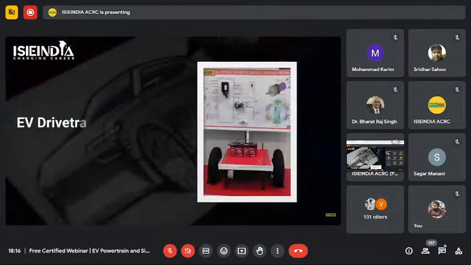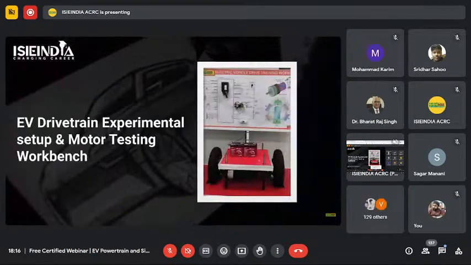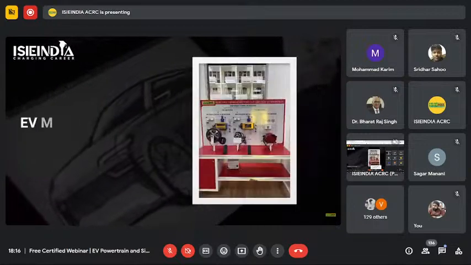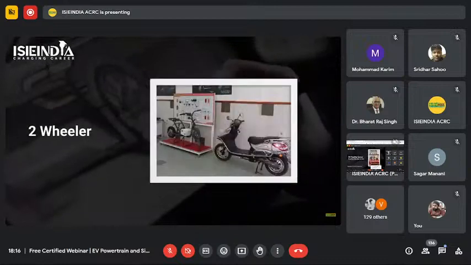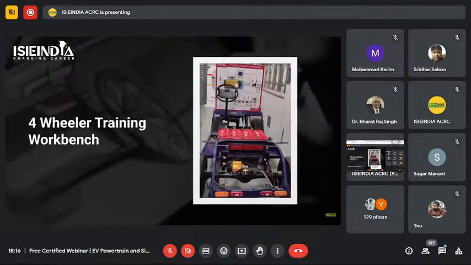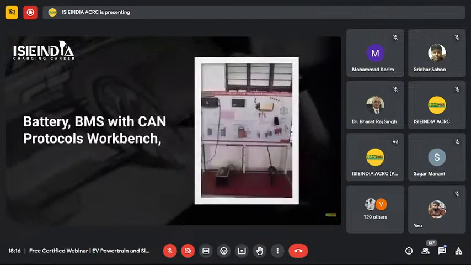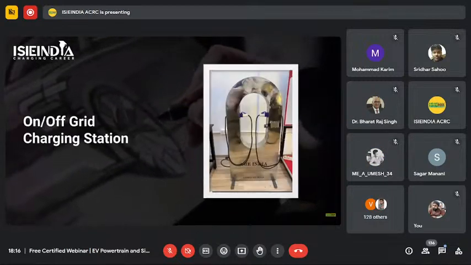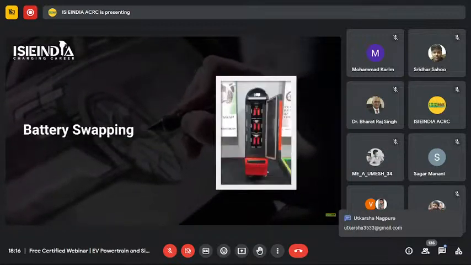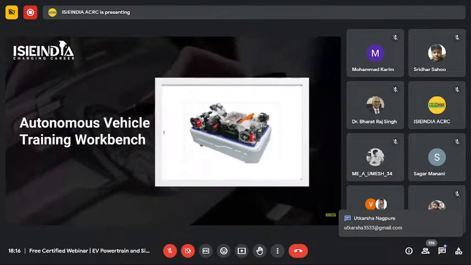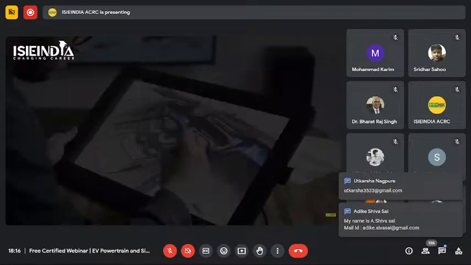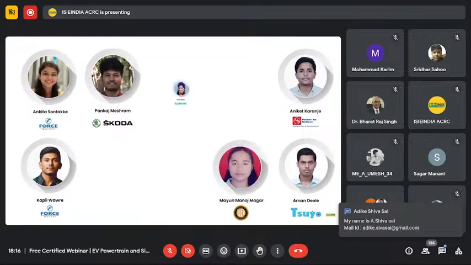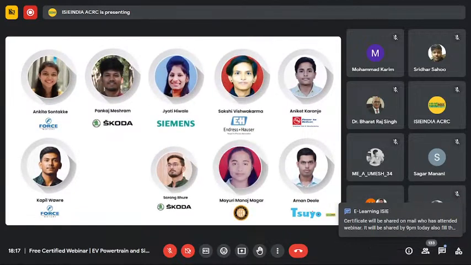A few of them include EV drivetrain experimental setup and motor testing workbench, hybrid drivetrain experimental setup with data logger, EV machine cutout section workbench, 2-wheeler, 3-wheeler, 4-wheeler training workbench, battery load capacity testing, battery BMS with CAN protocol workbench, V2G setup, on or off-grid charging station, battery swapping, autonomous vehicle training workbench, solar power generator and software solutions, and many more. No matter which branch you study, we commit to skill you and assure you success in your career.